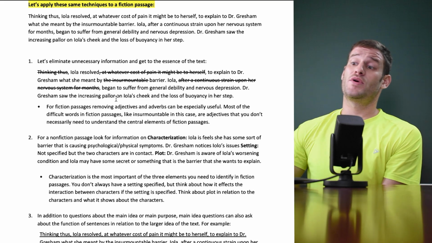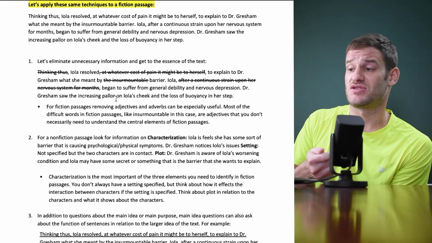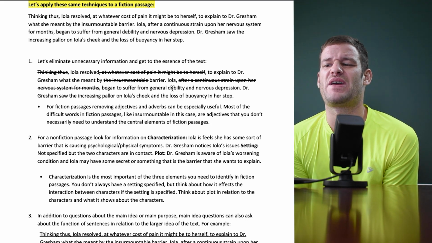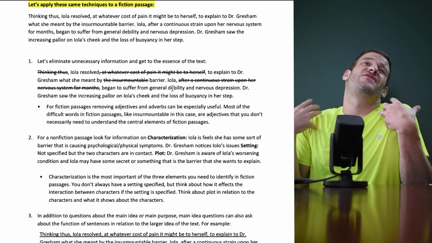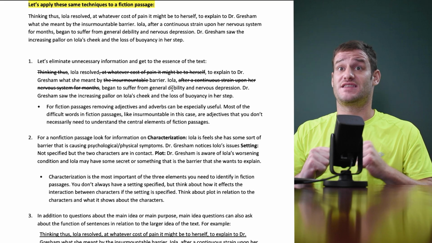Okay. Now, we do our characterization, setting, and plot here. And again, go in that order. Characterization is the most important, which is why I put it first. Now, we see that Iola feels there's some sort of barrier, and it seems to be causing some physical symptoms. Now, Dr. Gresham seems to notice these symptoms.